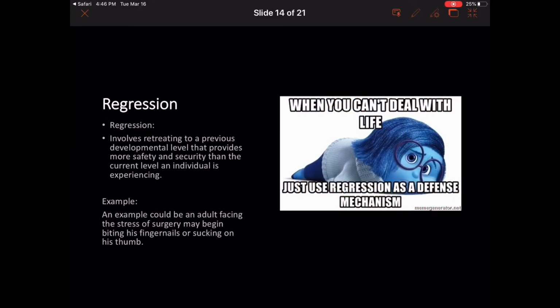The next defense mechanism is regression. This involves retreating to a previous developmental level that provides a person with more safety and security than the current level an individual is experiencing.